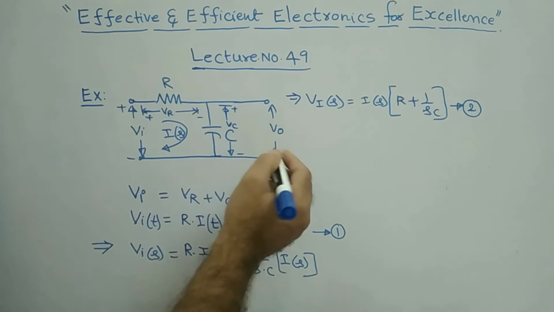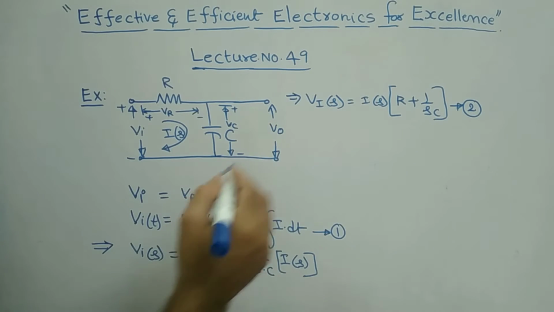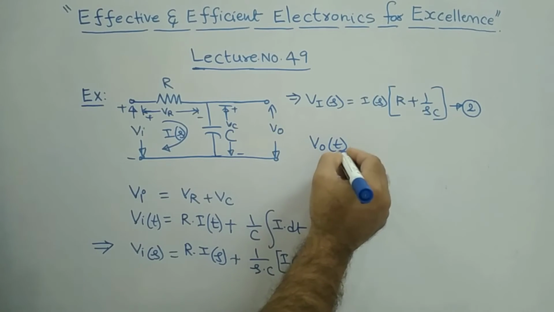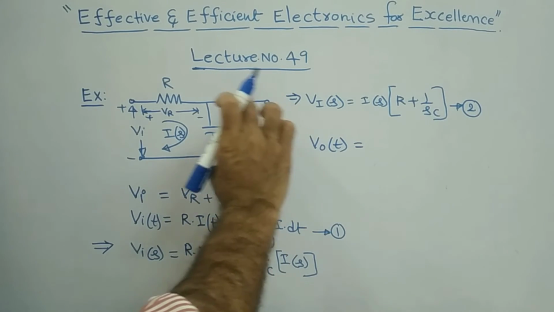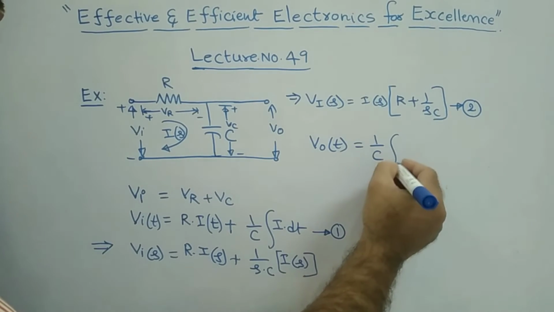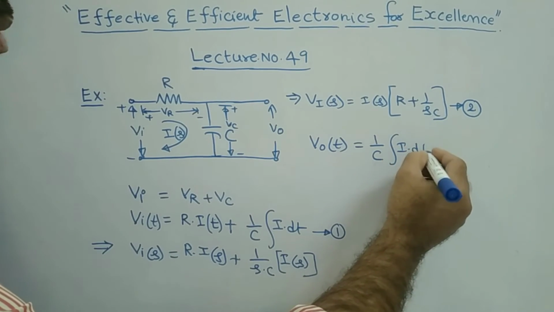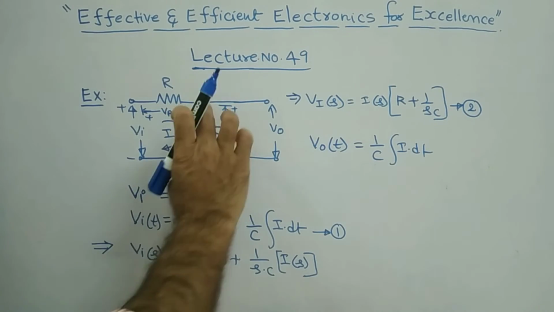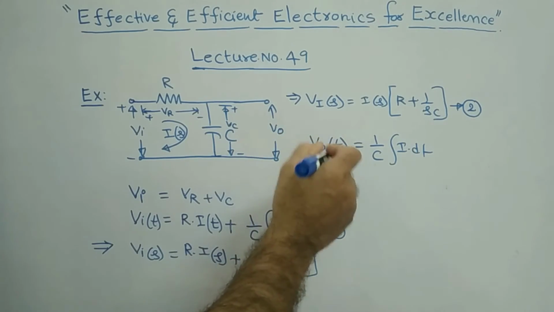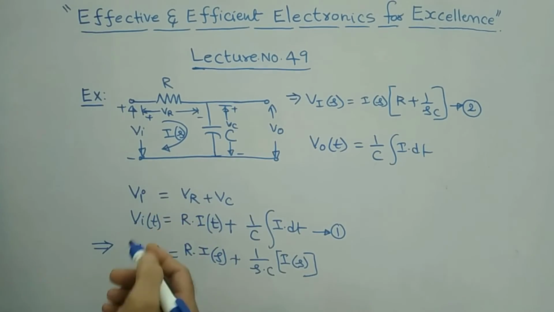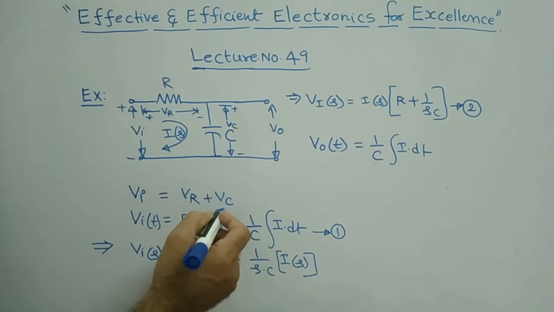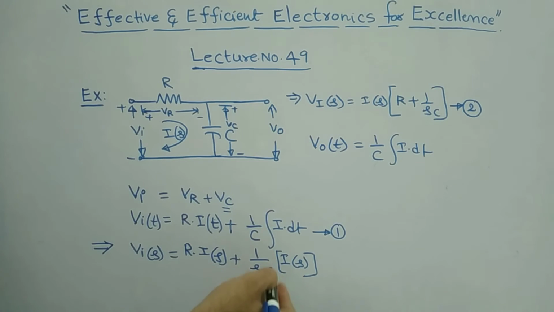Now, the output V0 can also be written as V0 of t is equal to... V0 is nothing but the voltage across the capacitor. That is nothing but again 1 by C integral of I dt. Same current, 1 by C. V0 is nothing but the voltage across the capacitor, VC actually. V0 of t is equal to VC. Here VC is there, no? This particular V0 is equal to VC.